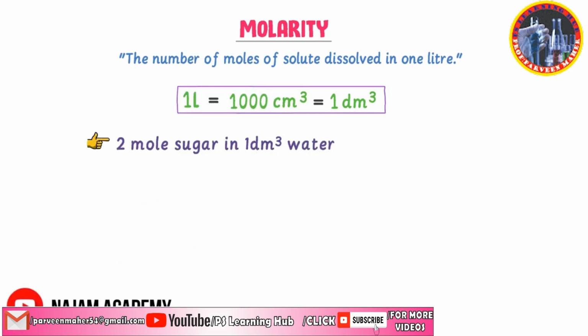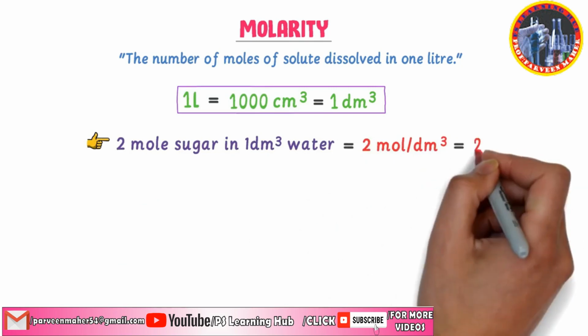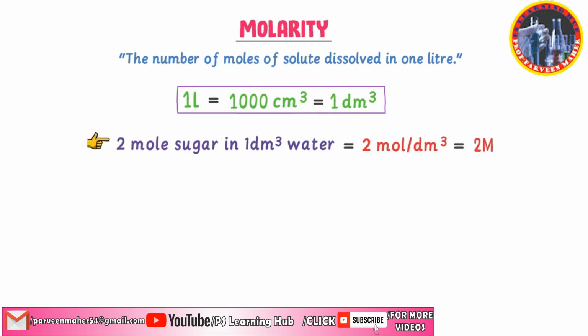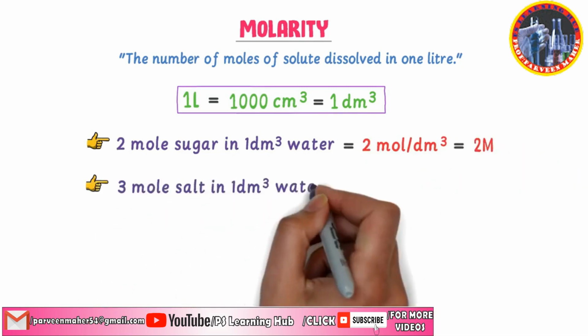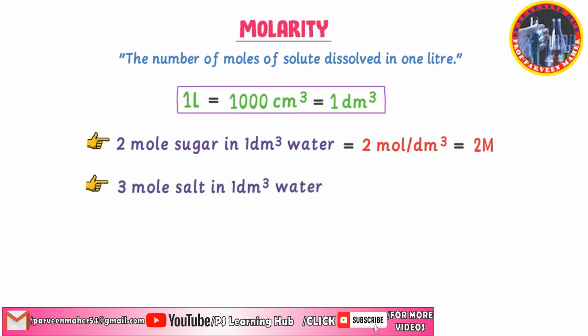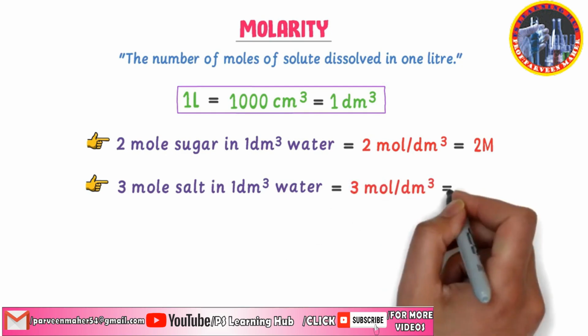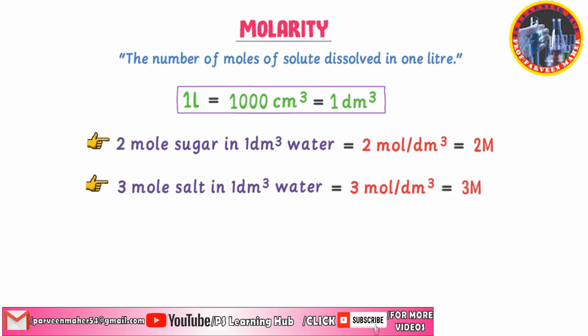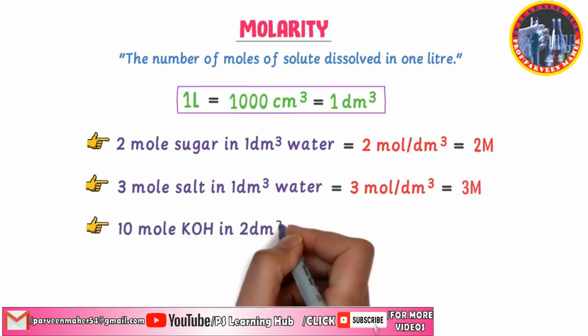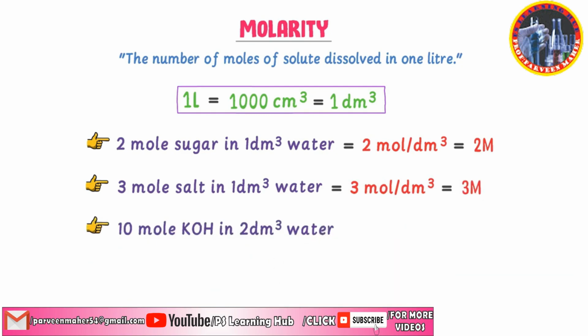Here, the concentration of sugar is 2 mole per dm cube, or we just write 2M. Secondly, consider 3 moles of salt in 1 dm cube of water. Here, the concentration is 3 mole per dm cube, or we just write 3M. Thirdly, consider 10 moles of potassium hydroxide in 2 dm cube of water. Can you guess the concentration of this solution?